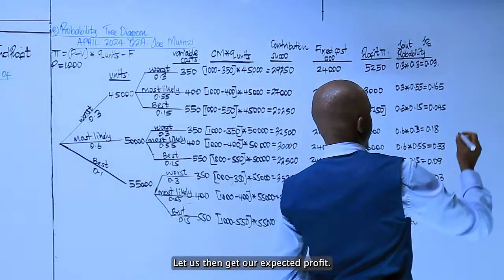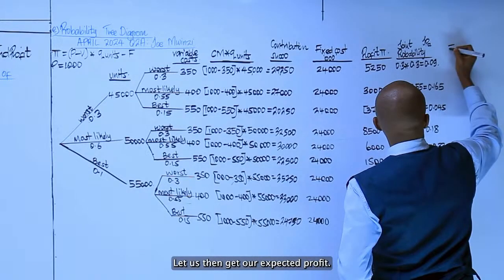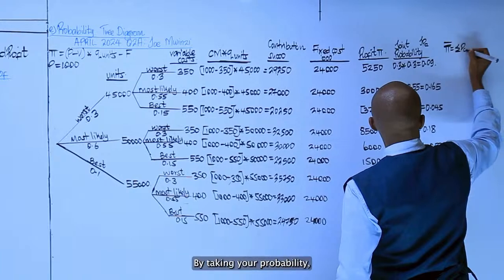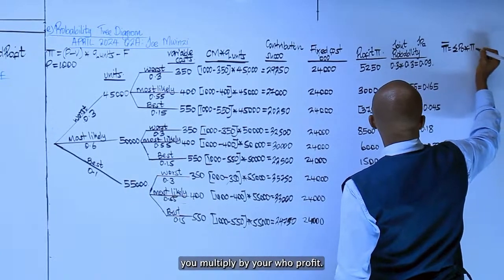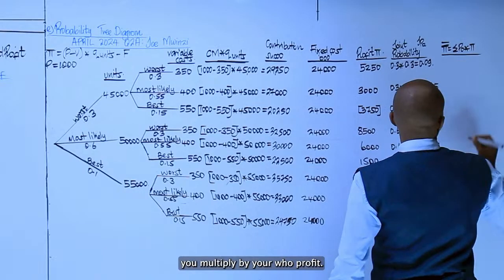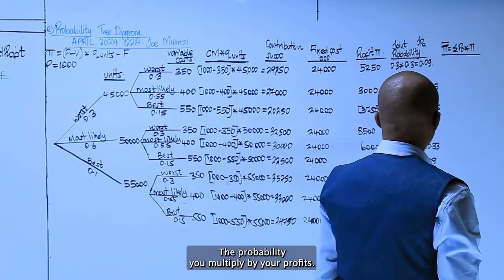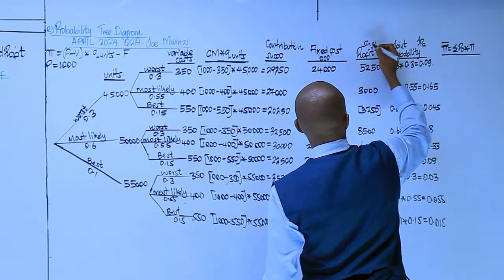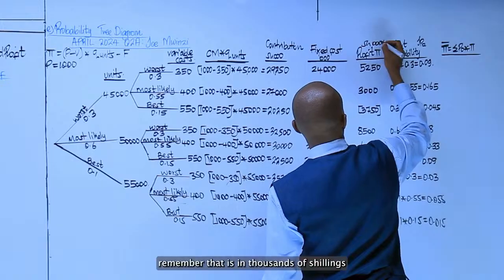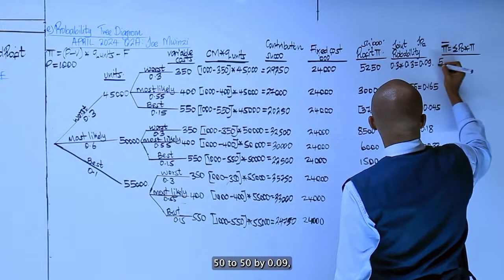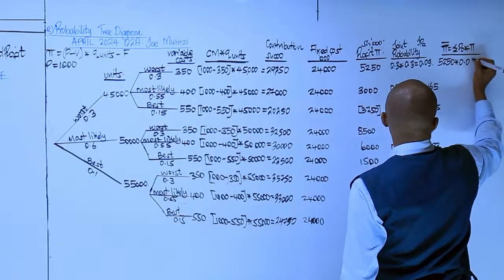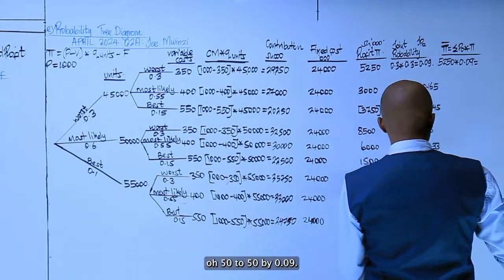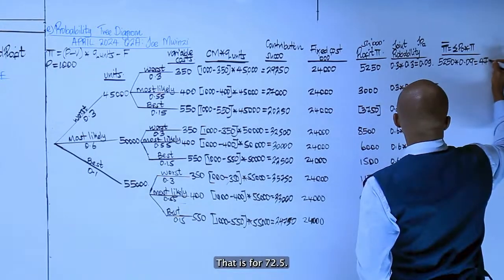Wonderful. Let's then get our expected profits. Our expected profit, by taking your probability, you multiply by your who? Profit. Your probability, you multiply by your profit. So 5250, and remember this is in thousands of shillings. 5250 by 0.09. That is 472.5.